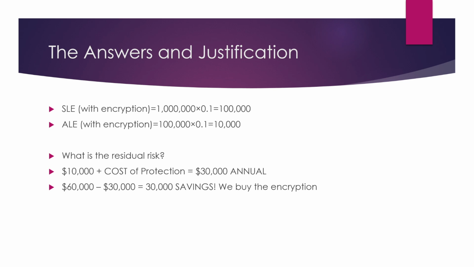So then they may ask you, what's the residual risk? Well, it used to cost us $60,000 annually from these incidents. We have $10,000 left over of an annual loss expectancy. It costs us $20,000 a year for encryption, so it costs us $30,000 a year. But if we take $60,000, what it used to cost us, and we take off $30,000, we have a $30,000 savings. This means we are going to buy the encryption because we are saving money by buying the encryption. If the encryption costs too much, let's say the encryption costs $70,000, then we would spend more than the actual attack, so we would not buy the protection.